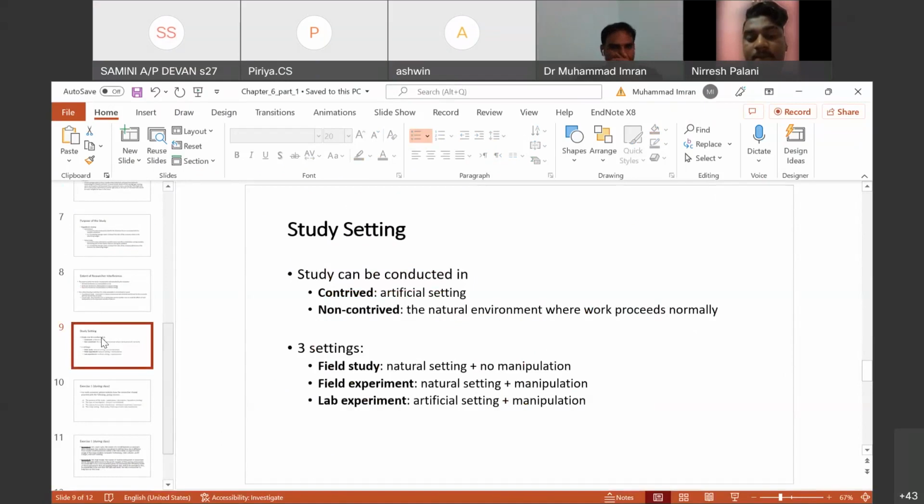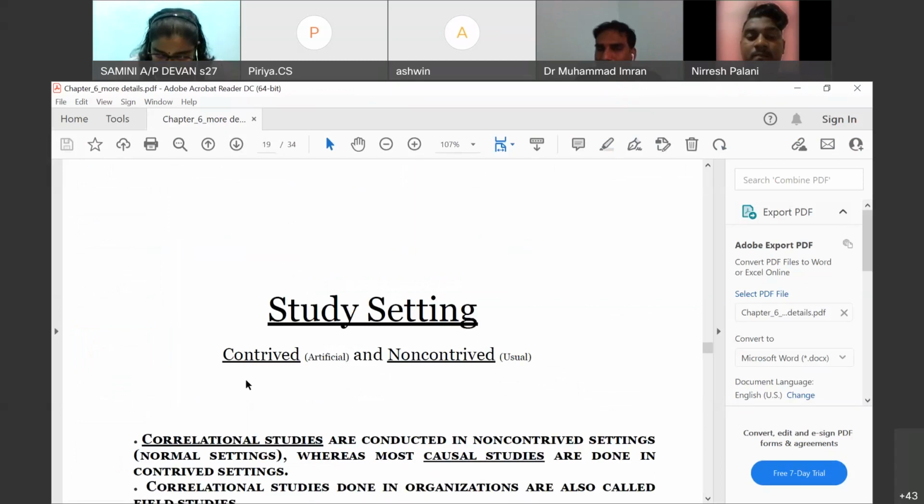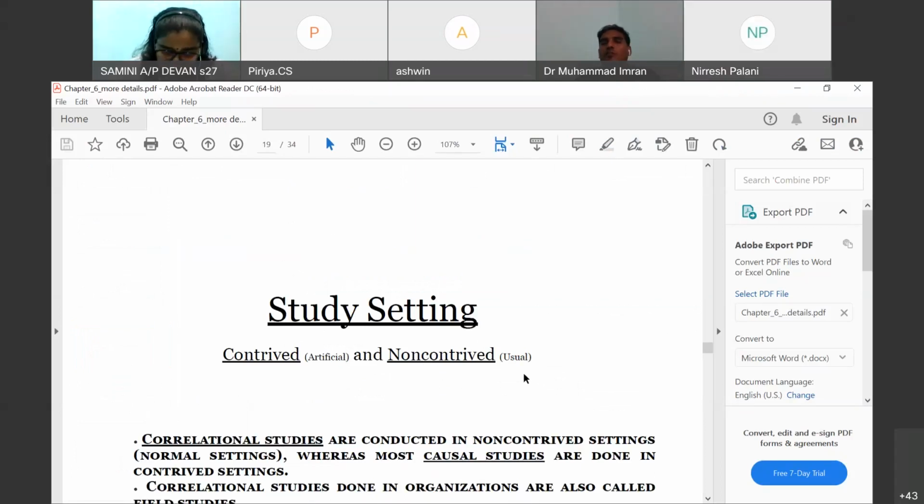Study setting means a study can be conducted in two ways, contrived and non-contrived. Let's discuss from here. Contrived means artificial, and non-contrived means the usual or normal, natural setting for the research.